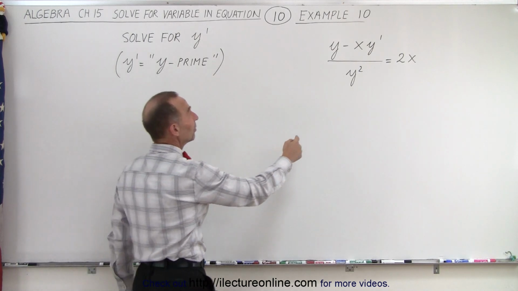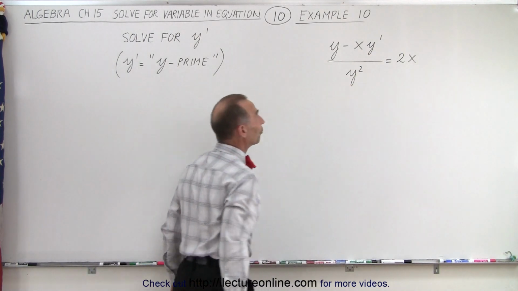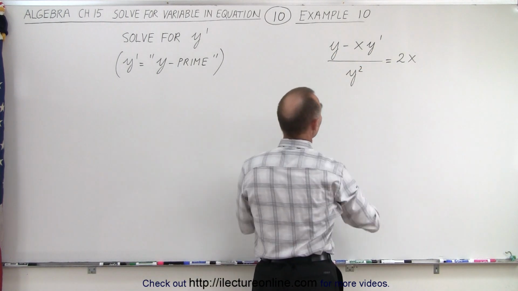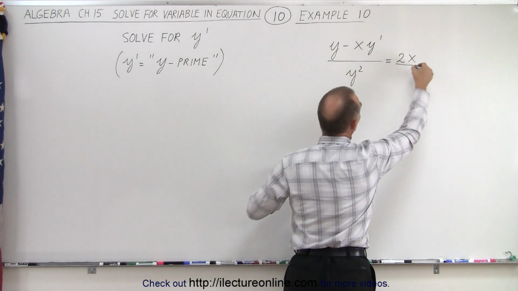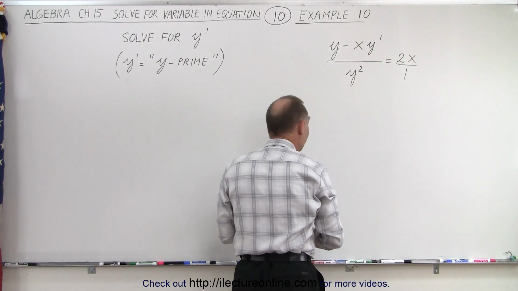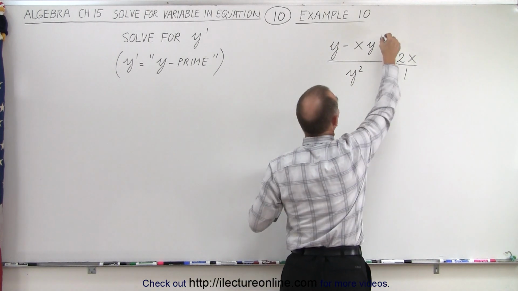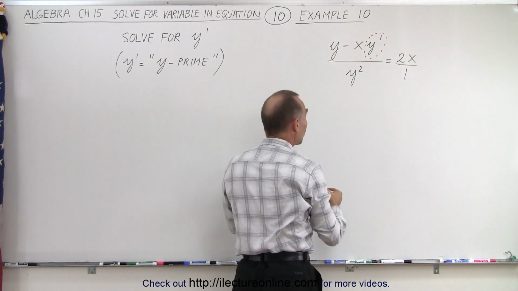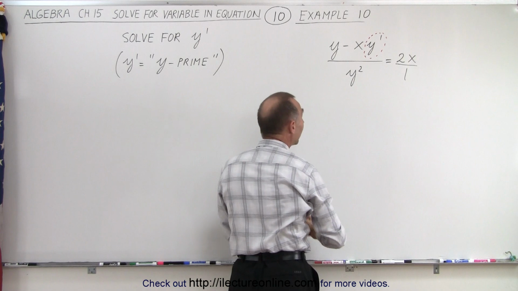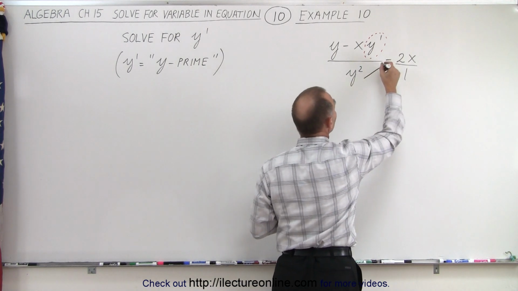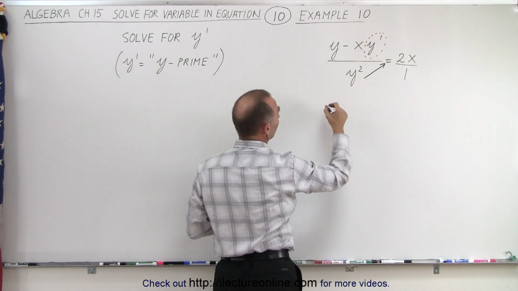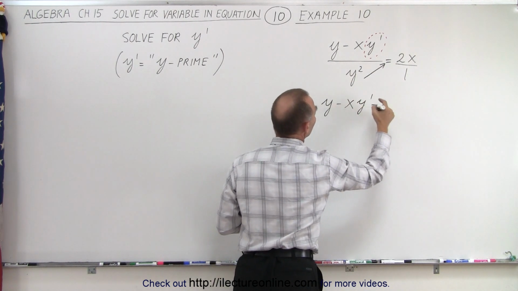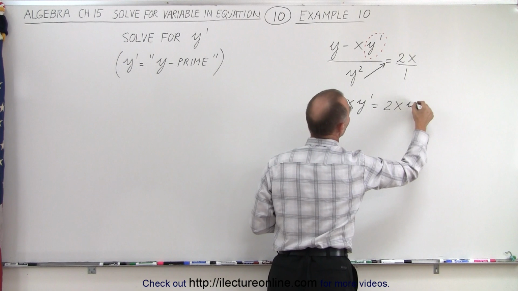We end up with something like this, and we're supposed to solve for y prime. So right away, I see a fraction on the left. And of course, I can assume that this is 2x over 1 on the right. And then if I circle what I'm trying to solve for, I need to get rid of this y squared. And I can do that by moving it to the right side, by moving it across the diagonal. So this can become y minus x y prime is equal to 2x times y squared.